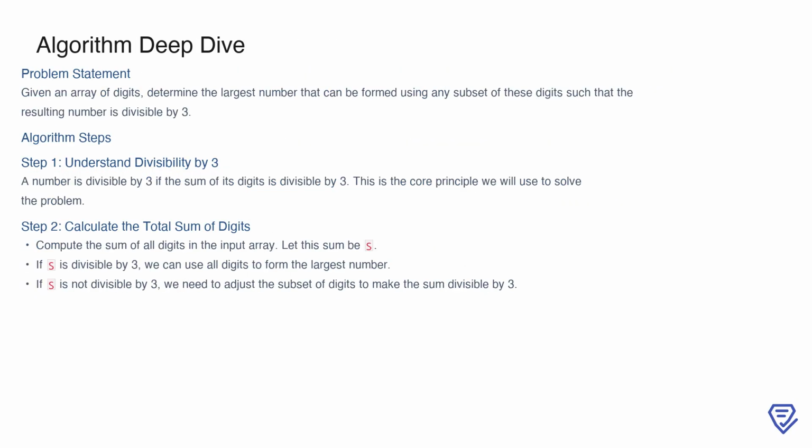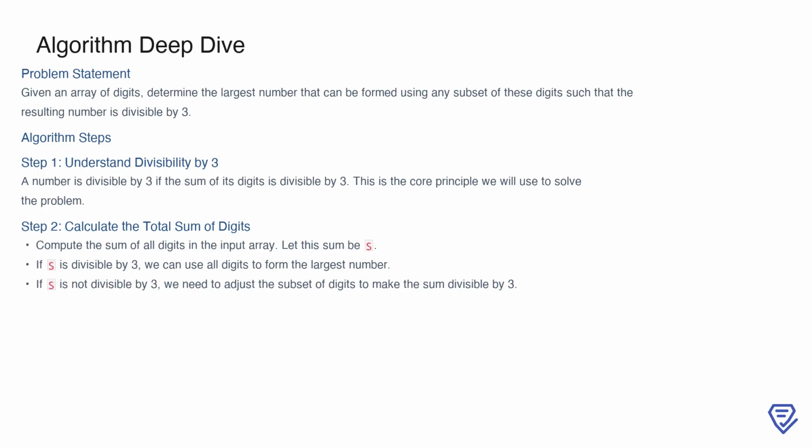To solve this problem, we need to determine the largest number that can be formed from a subset of the given digits such that the number is divisible by 3. The key principle here is the rule of divisibility for 3. A number is divisible by 3 if the sum of its digits is divisible by 3. This forms the foundation of our approach.